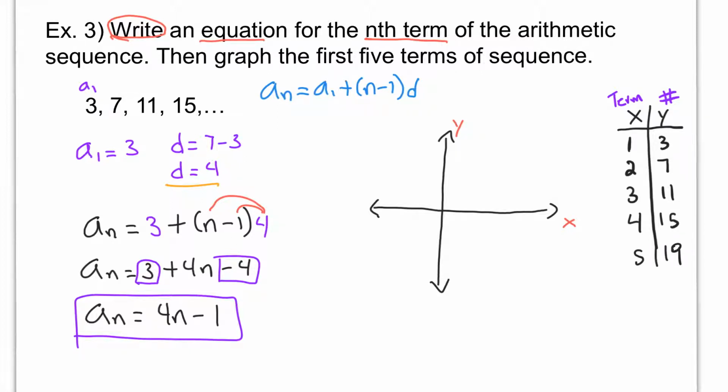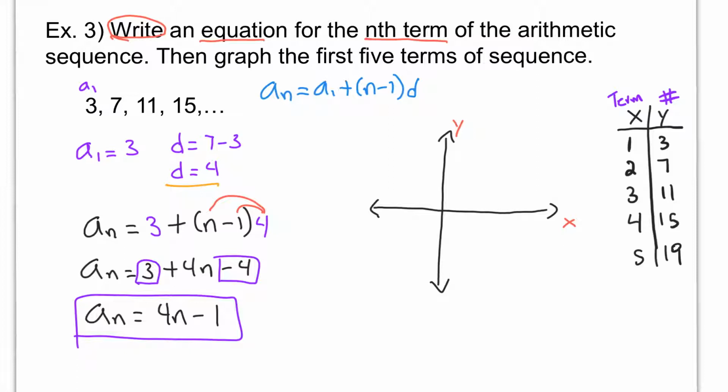So when you graph the points, you're going to plot the numbers as regular points. You have x is 1, so you go 1 to the right, 3 up, and then 2, 7, 2 to the right, 7 up, and then 3 to the right, 11, and you keep doing that, and you make points. So let me do that right now.